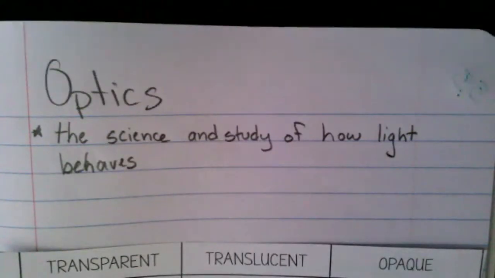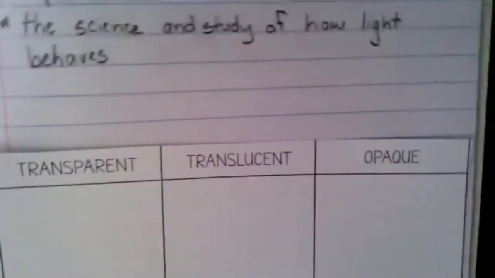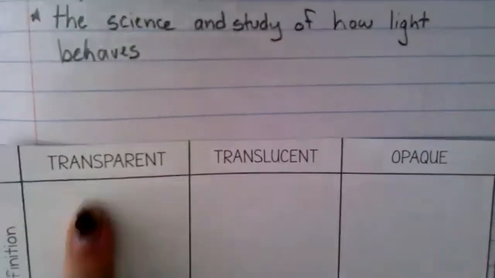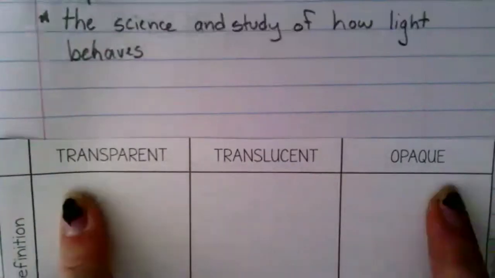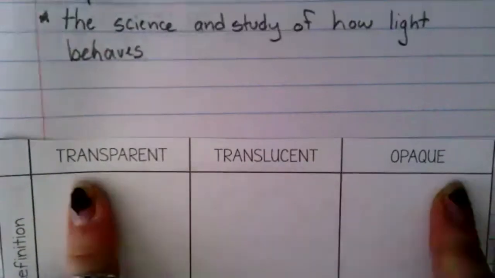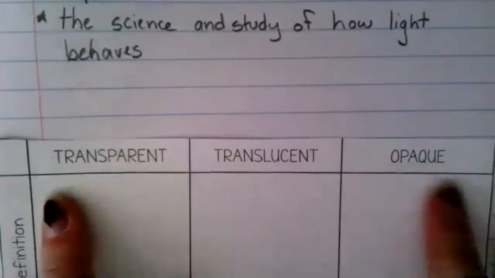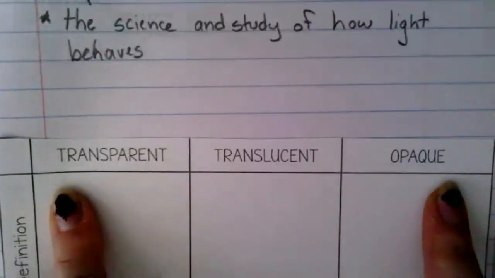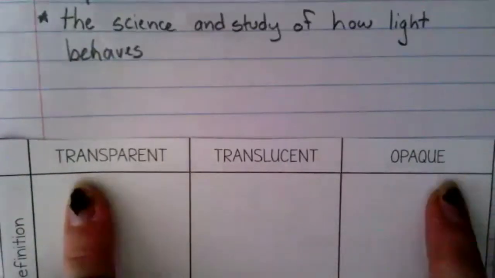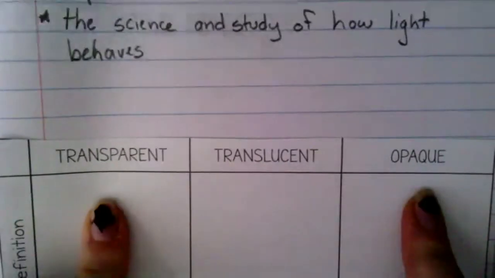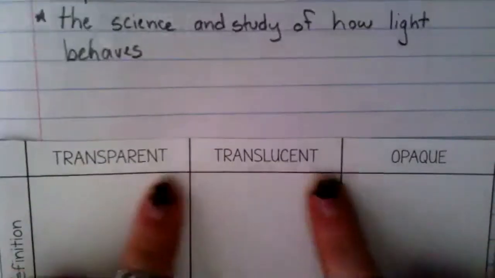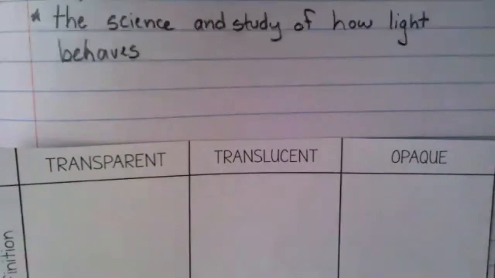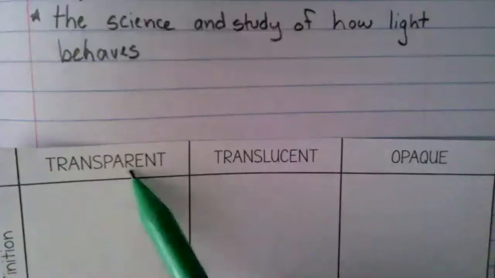Okay, so when we look at our 3 different behaviors, we have transparent, translucent, and opaque. This describes a physical object. This describes the barrier, okay? And light is going to pass through the barrier a specific way, okay? So transparent, translucent, and opaque, this describes the barrier. Has anybody heard any of these words before?